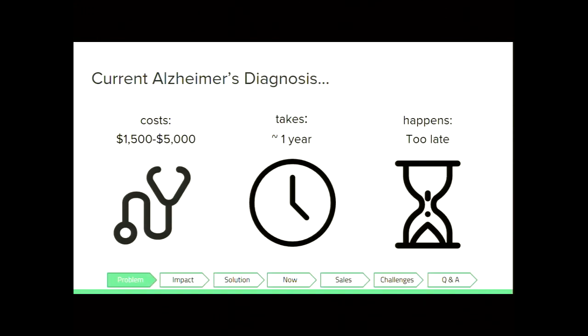Current Alzheimer's diagnosis consists of methods such as MRI, PET, and CT scans, which can be extremely expensive, costing individuals up to $5,000, and can take more than a year for diagnosis to take place. Another existing issue is that Alzheimer's can manifest in a person's brain up to 10 years prior to any symptoms being shown. So by the time a patient actually goes in for a diagnosis, it's usually in the very much later stages of the disease. With our product, we are aiming to solve all of these problems.